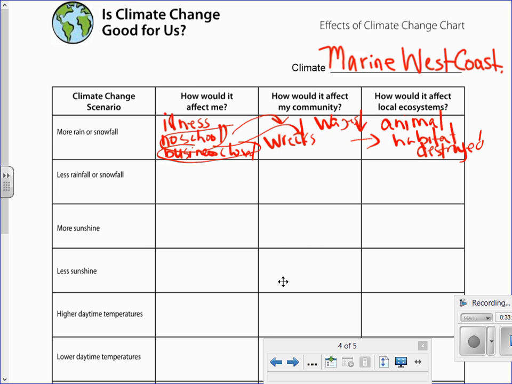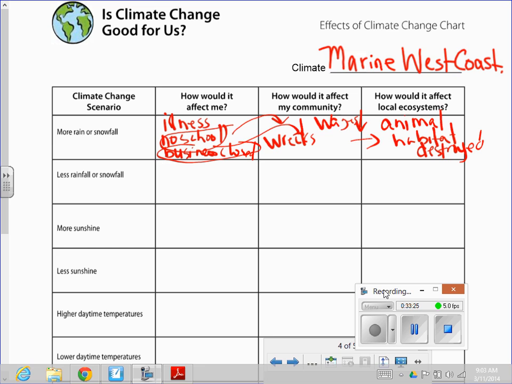So go through them all, affecting you, your community, and then your ecosystem. Make sure your name is on both papers. Any questions? Okay, get it. Hold on, we need to start working. This concludes this lesson.